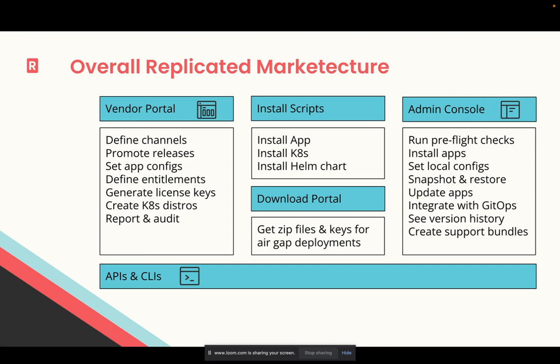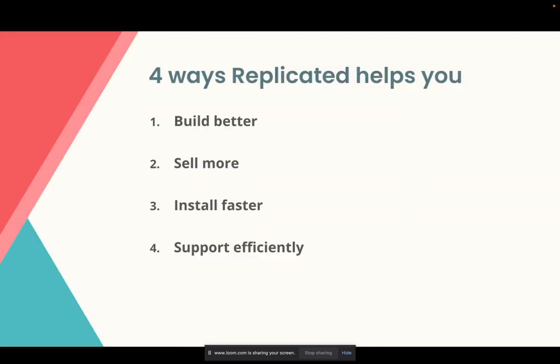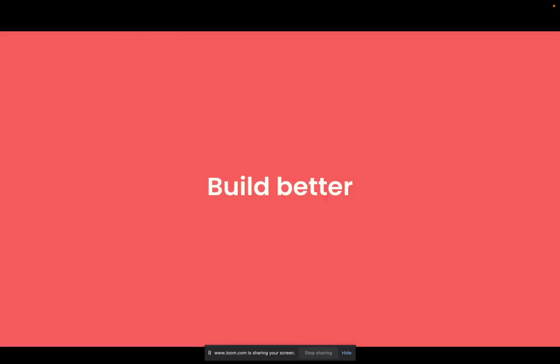Now, with that quick overview of what's in Replicated, let's talk about four ways Replicated helps you. I'm going to go into each one of these in great detail, but the four main categories are helping you build a better product, how you can sell more and increase your addressable market, how you can install faster for POCs and production deployments, and how you can support your customers more efficiently. Let's dive in.